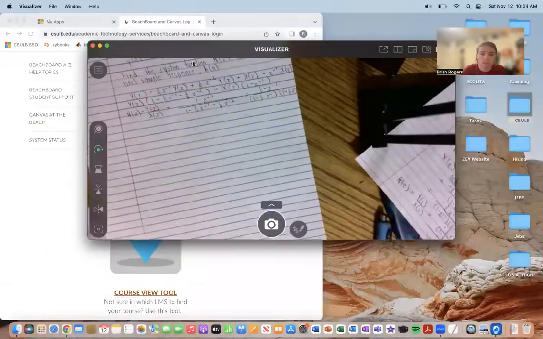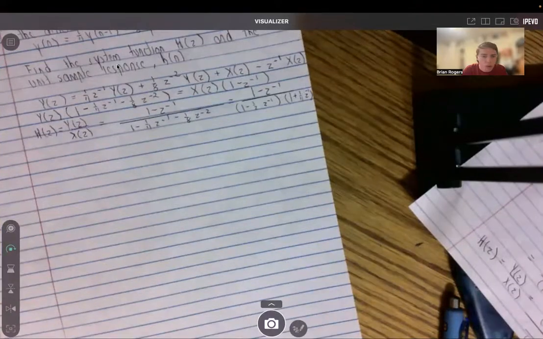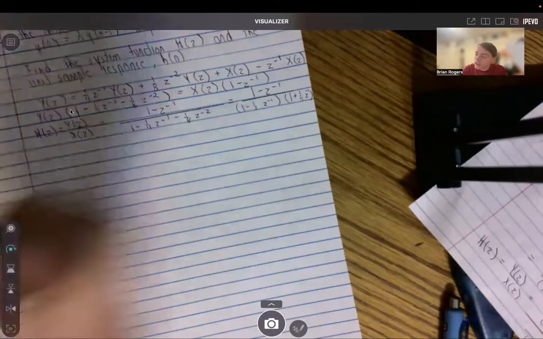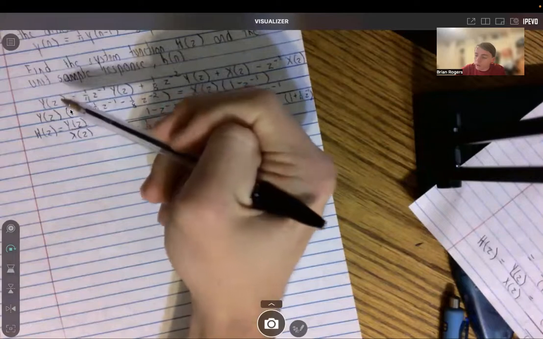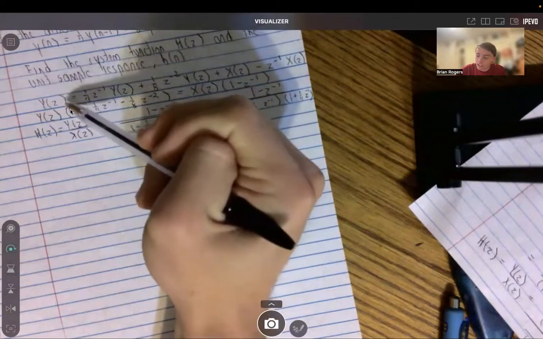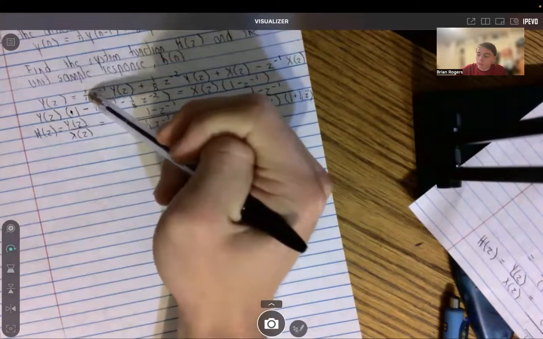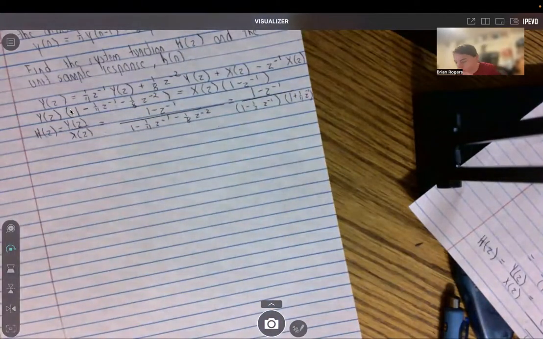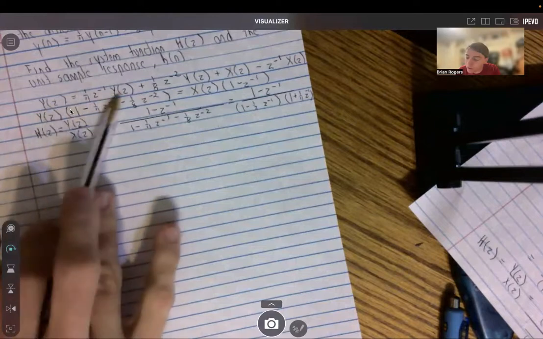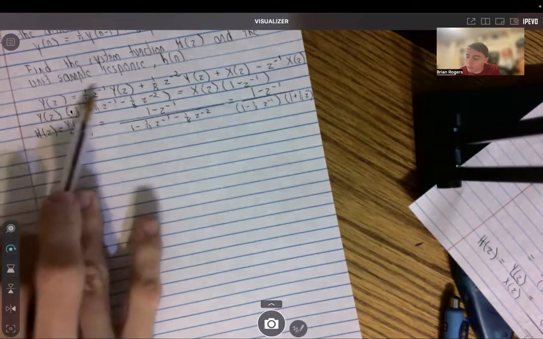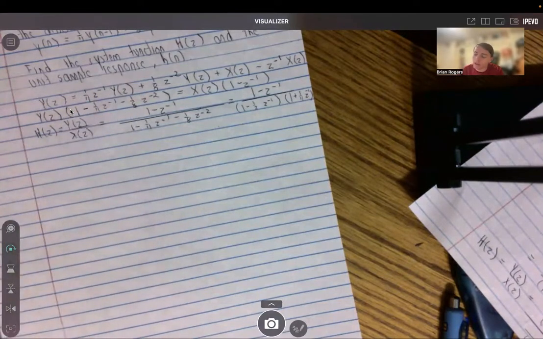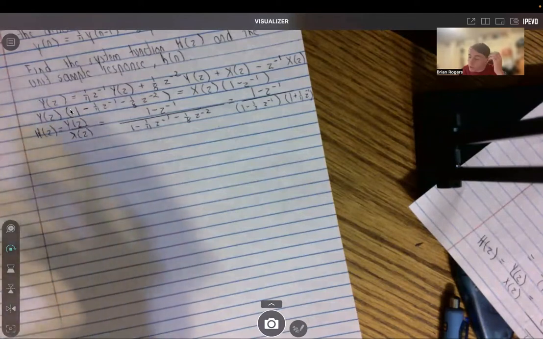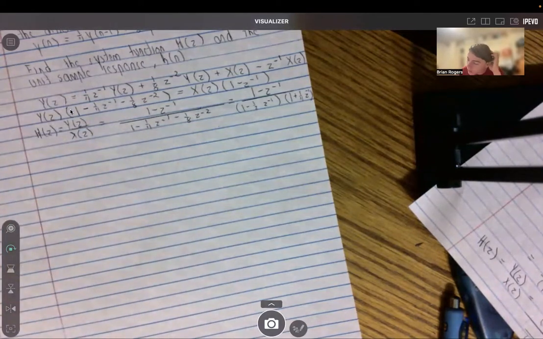Let me see, someone said something. Where did the 1 come from for Y of Z? Oh, that's because this is just multiplied by 1, right? So when you move this to the left-hand side, it's going to be 1 minus 1/4 minus 1/8, because the 1 accounts for this term. If you move this all over to the left-hand side, it'd be 1 minus 1/4 minus 1/8 all multiplied by our Y of Z. So it's just from this term over here, Cato.